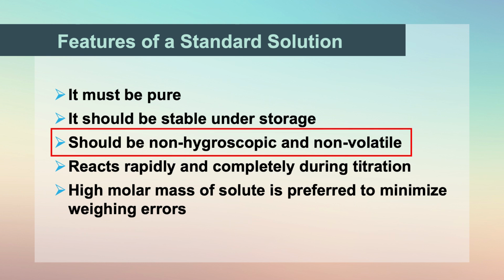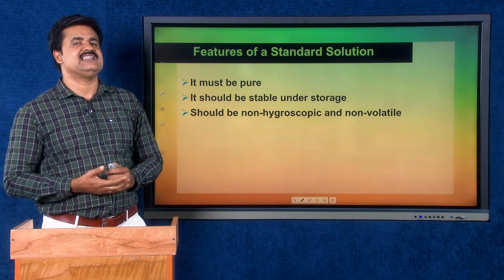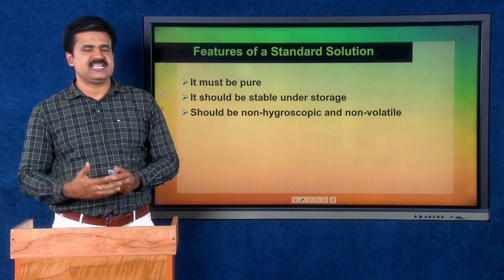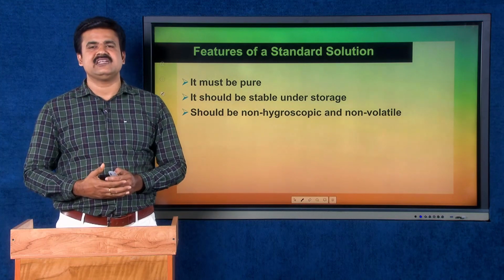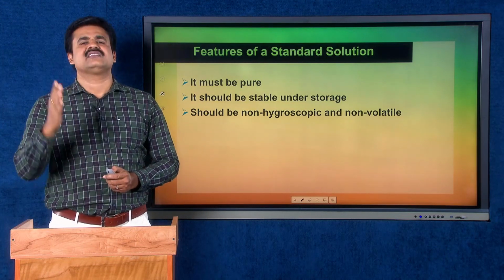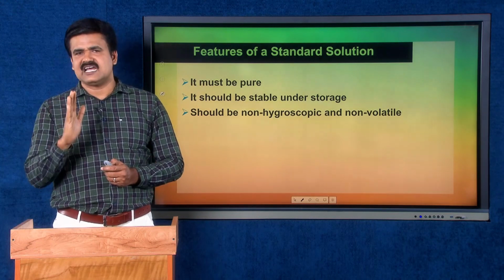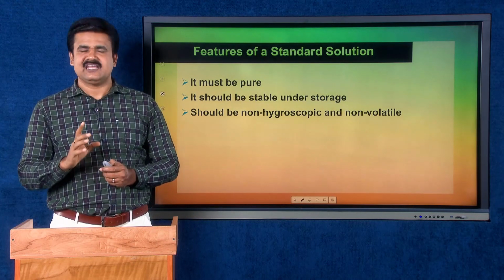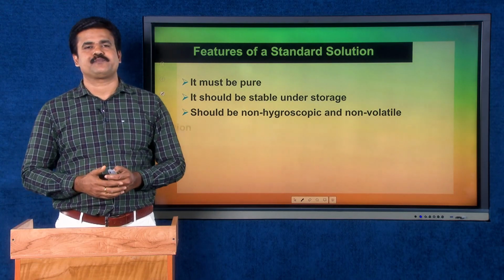The standard solution should be non-hygroscopic and non-volatile. What do you mean by the term hygroscopic? Certain materials will absorb moisture from the air and start dissolving in that. The materials with such a property are known as hygroscopic materials, and here the standard solution should be non-hygroscopic and the standard solution should be non-volatile. That is, to any material extent, there should not happen any vaporization.